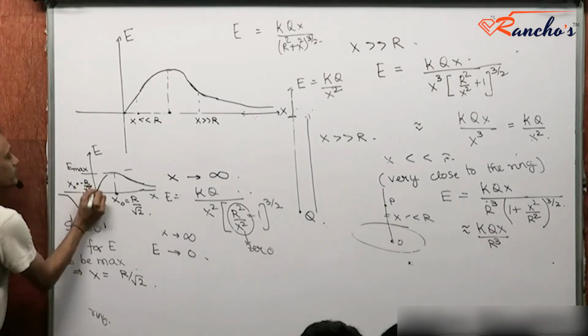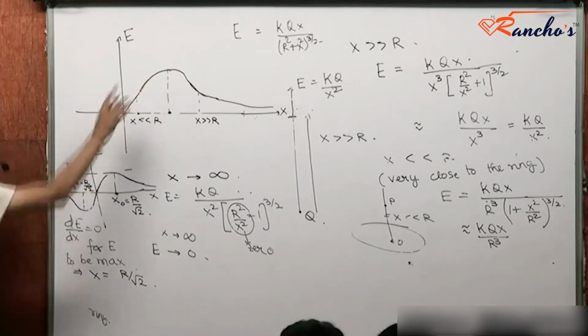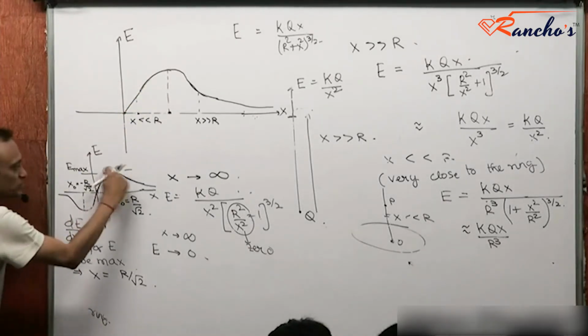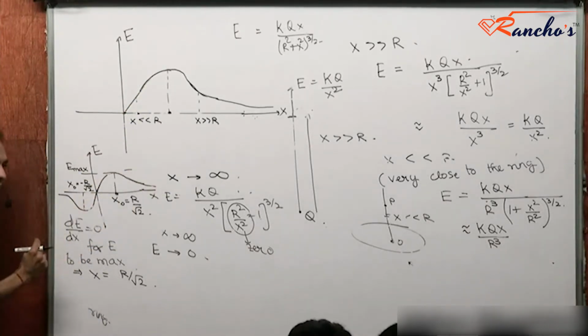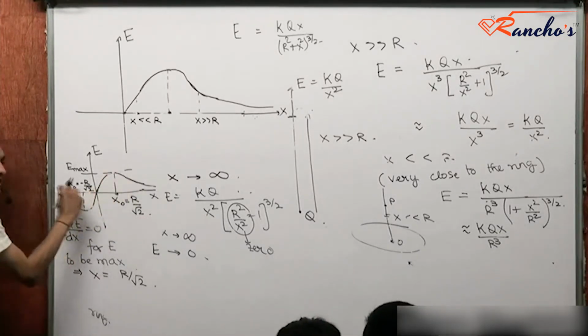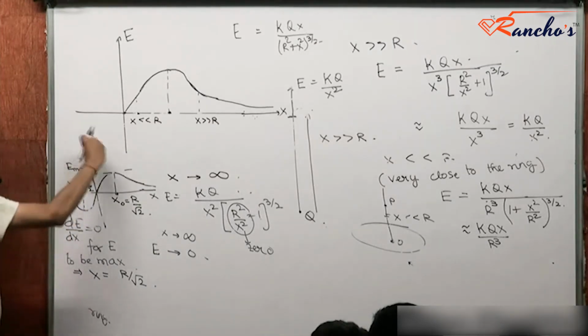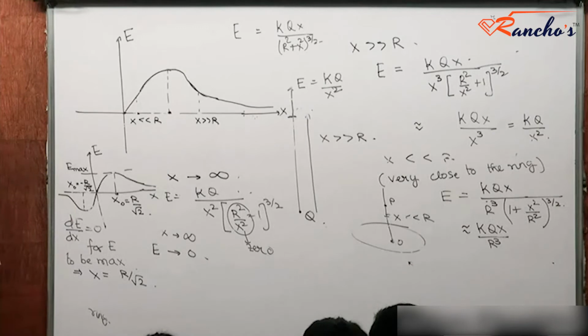This is what will happen. Changing the sign of x, only the sign of E will change. The difference between this part and this part is not the magnitudes, only the sign. These are positive, these are negative, of the same magnitude. This is the graph of E versus x for a uniformly charged ring.